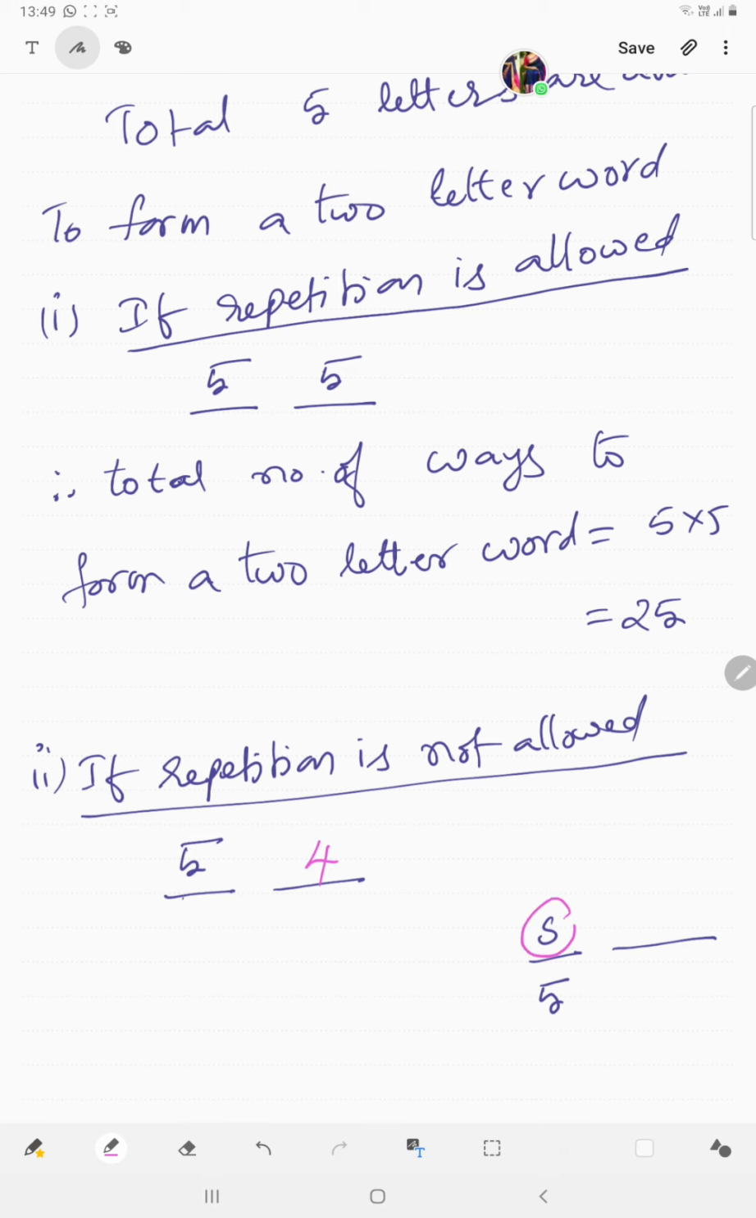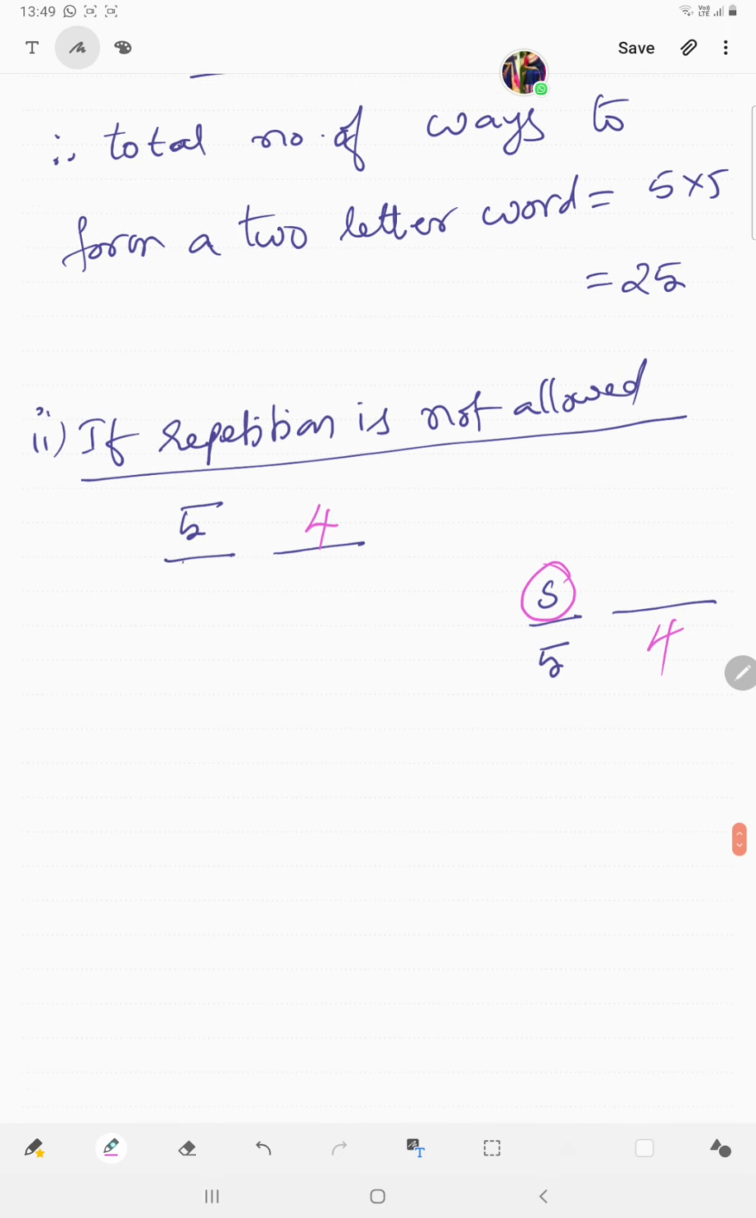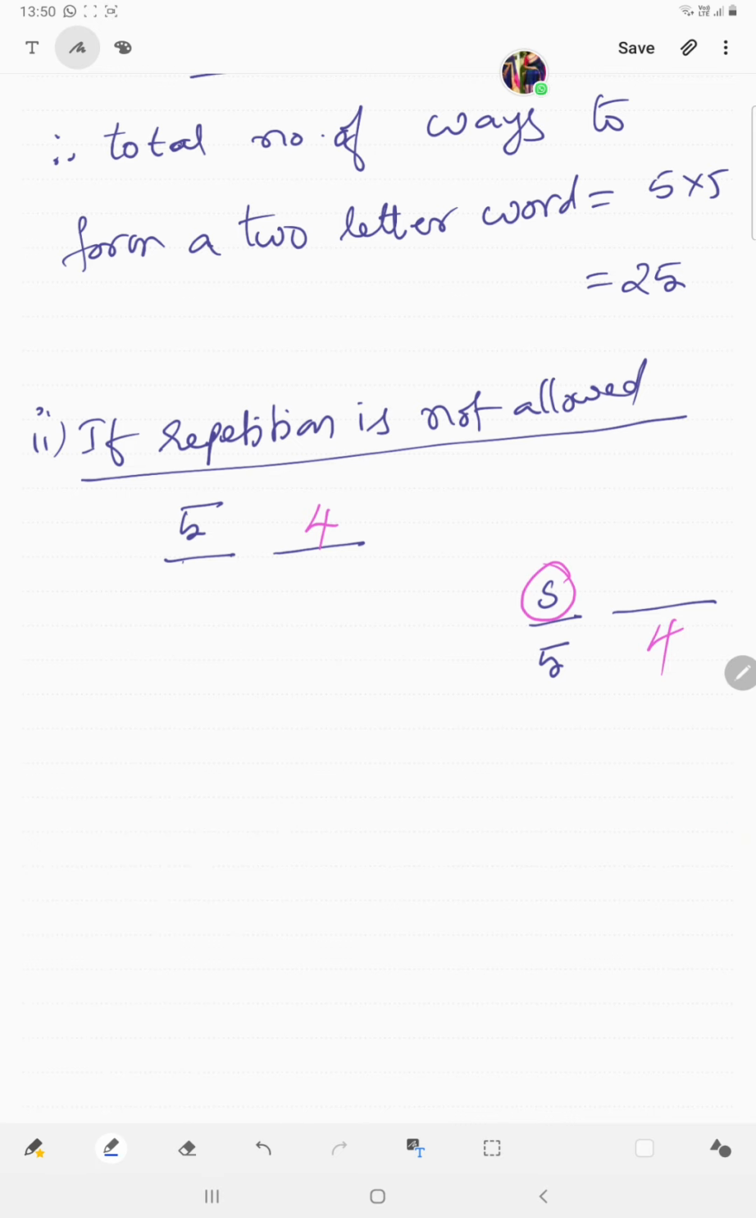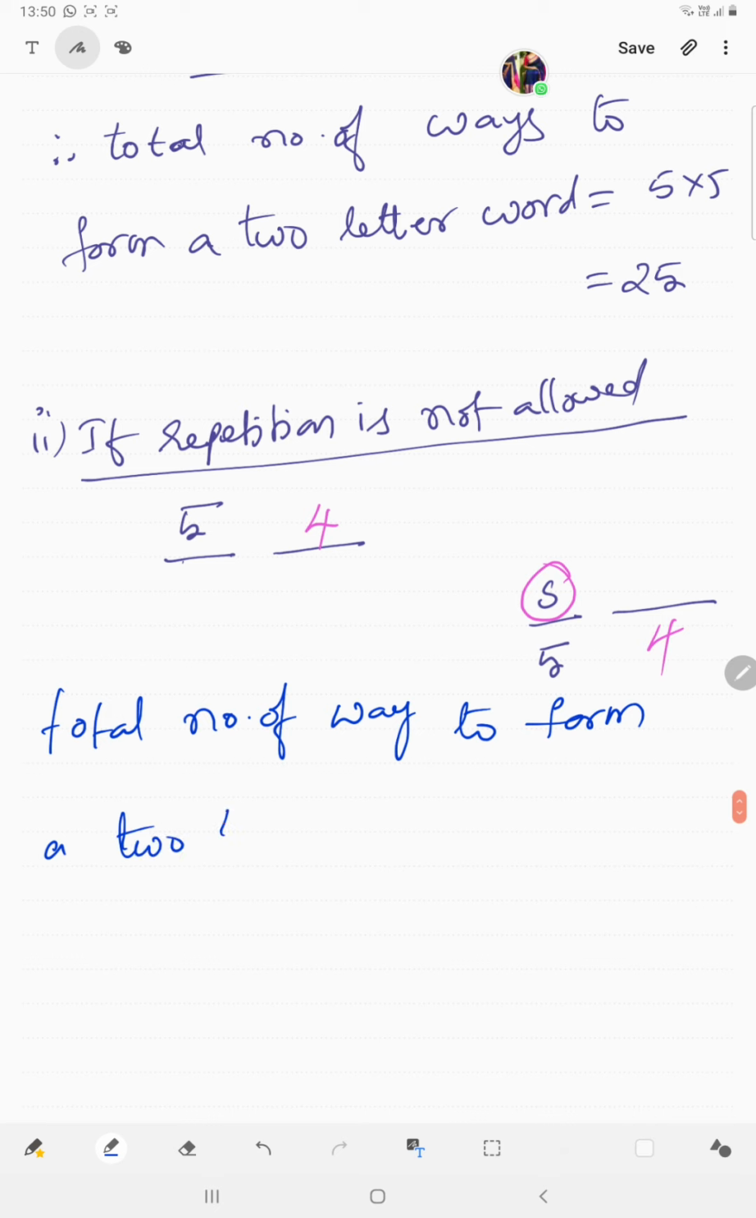So leave the S and you can choose any of the 4. Means from the 4, any letter you can choose. That is here 4 options we have. Therefore, total number of ways to form a two-letter word is 5 into 4, which is equal to 20, is your answer.